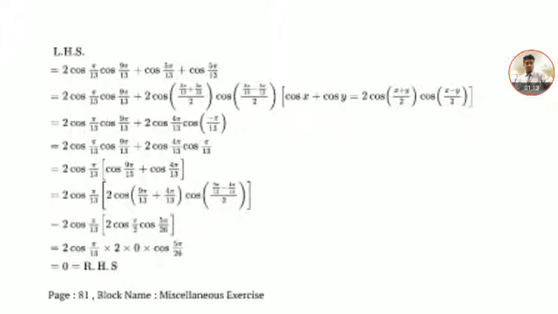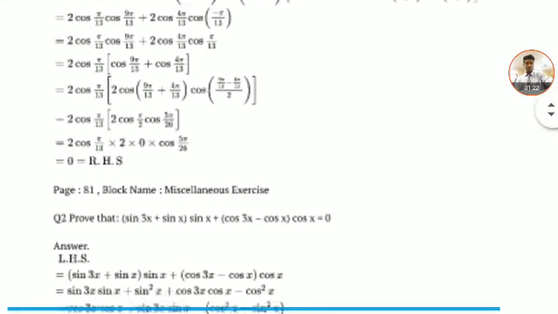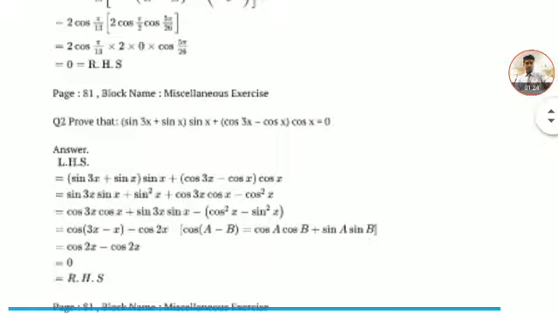It's cos pi by 2, right? Now you see cos pi by 2 is 0, right? So 0 into anything will be 0 because everything is multiplied. So everything becomes 0, which is equal to RHS. Simple, isn't it?